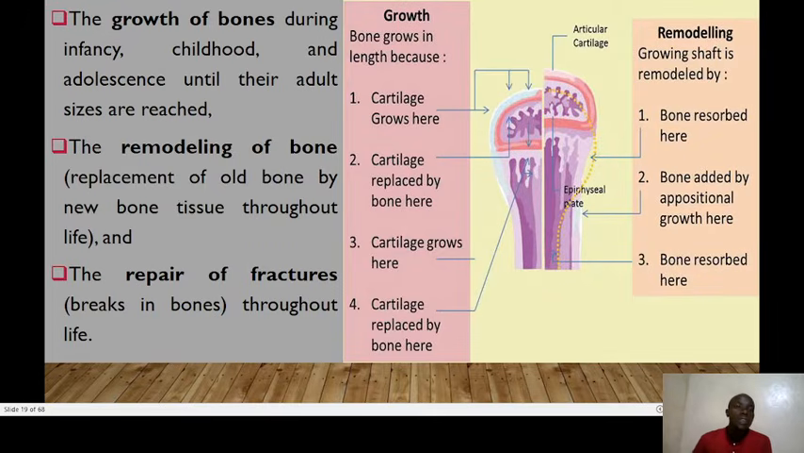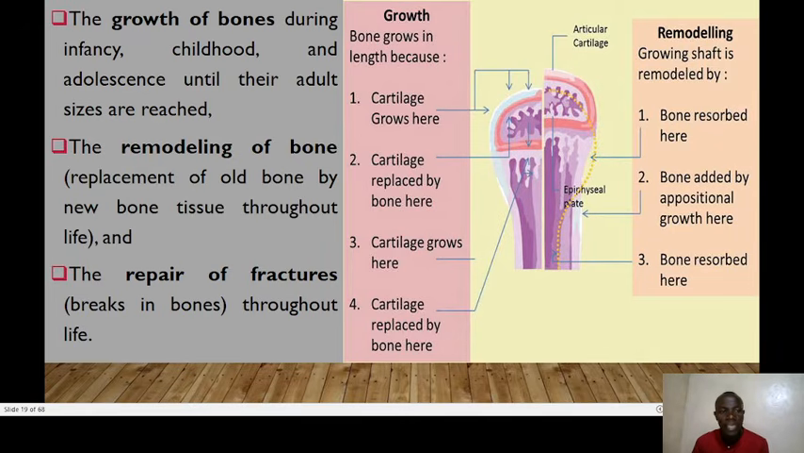The growth of bones during infancy and adolescence is the second principal time where we have bone growth, to facilitate the growth in infancy, childhood, and adolescence until adult sizes are reached. We have the remodeling of the bone as another principal area, and this involves the replacement of old bone by new bone throughout life.